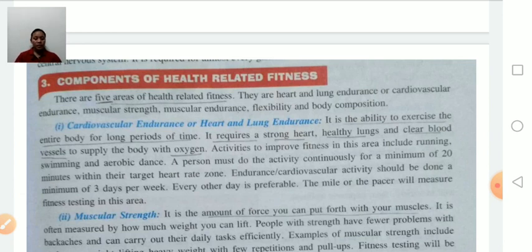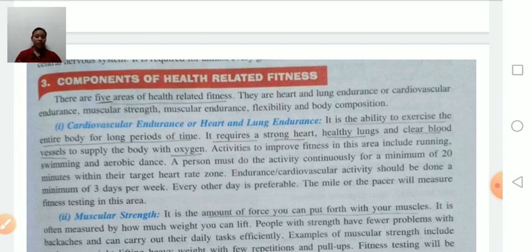Activity to improve fitness in this area: a person can improve his cardiovascular endurance by participating in activities like running, swimming, aerobic dance, etc. He should do the activity for a minimum of 20 minutes within the target heart rate zone. Cardiovascular endurance activities should be done a minimum of 3 days per week. Every 1 day is preferable.